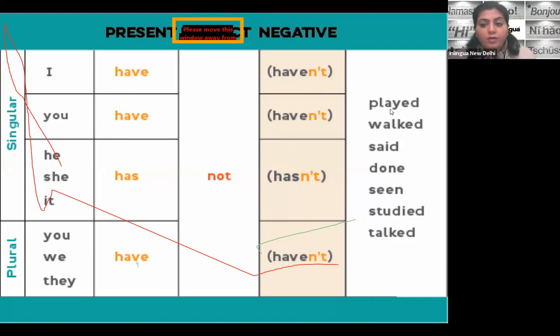So some examples. I have not played cricket. I haven't played cricket. He has not walked for a kilometer yet. He hasn't walked for a kilometer yet. She hasn't done her homework yet. You haven't seen good places in your city. They haven't studied for the exam. Have not becomes haven't. Has not becomes hasn't.